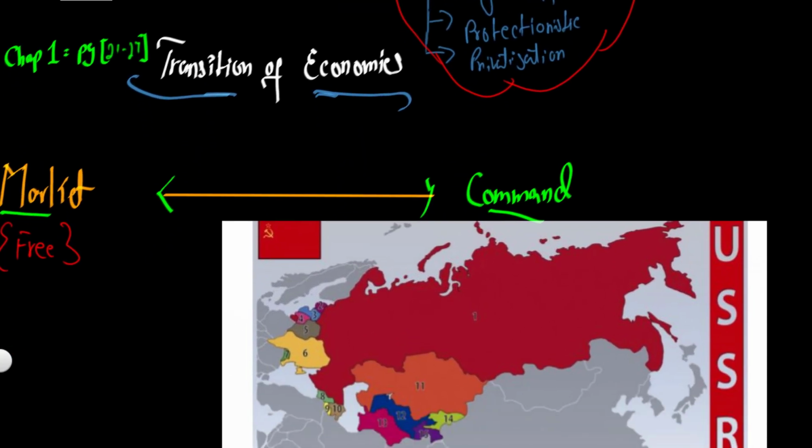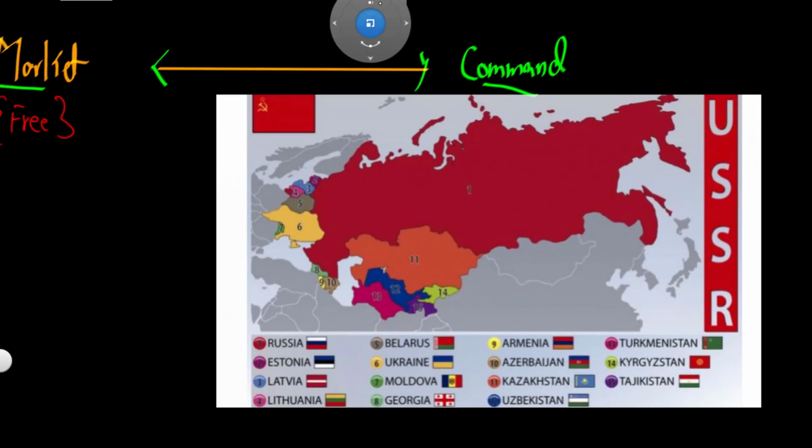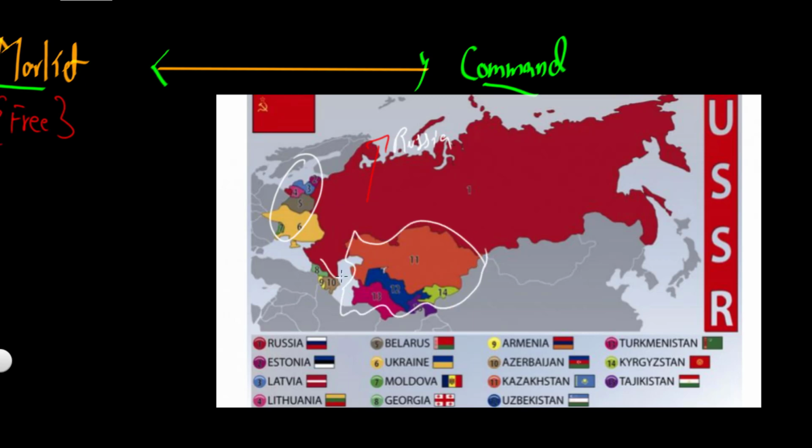The recent examples of command economies are mostly ex-Soviet states. So this is Russia, and all of these other states used to be part of the Soviet Union, but they are no longer part of the Soviet Union. Most of these economies have transitioned from command to market, or they are in the process of doing that.